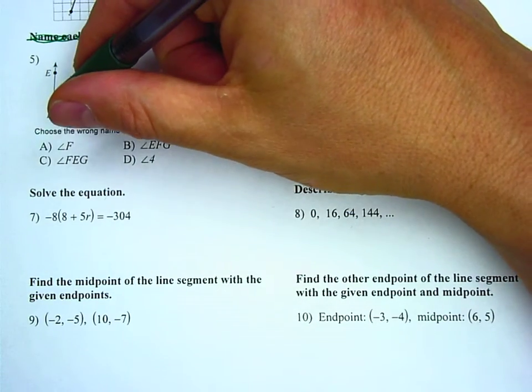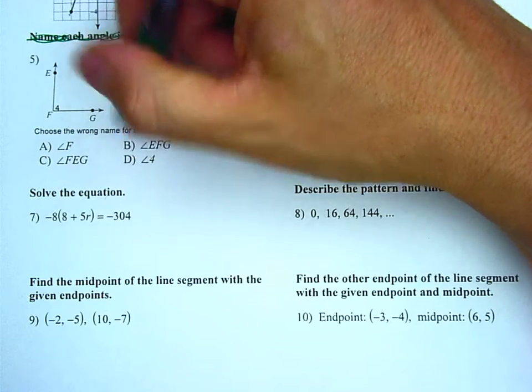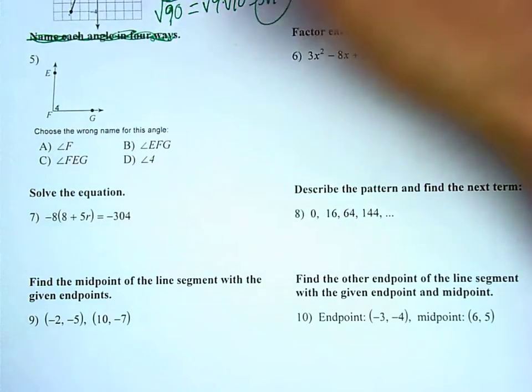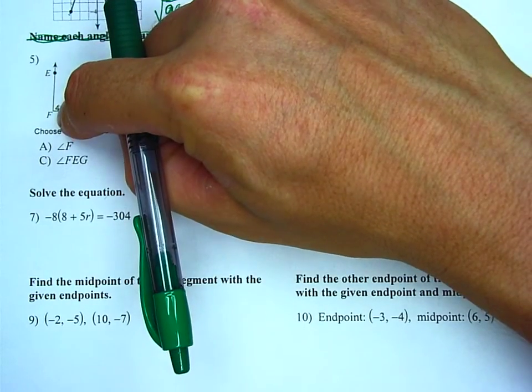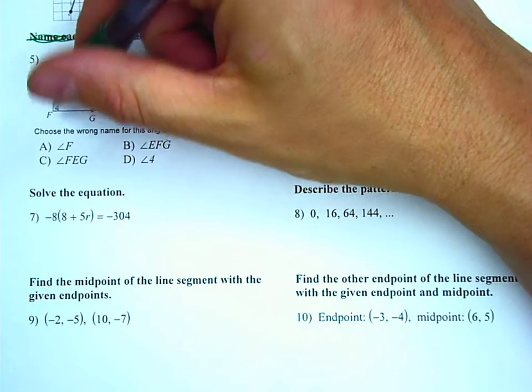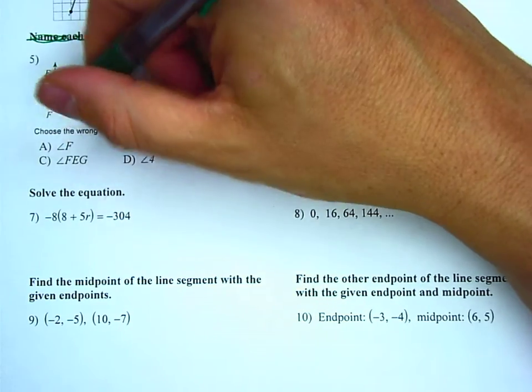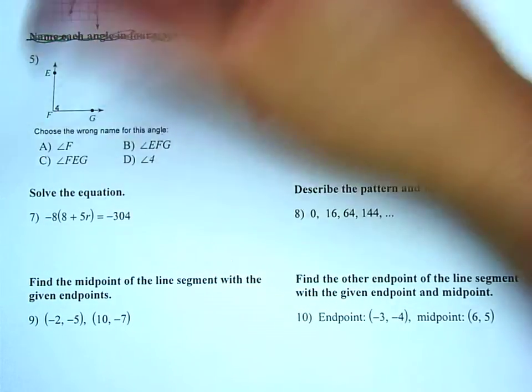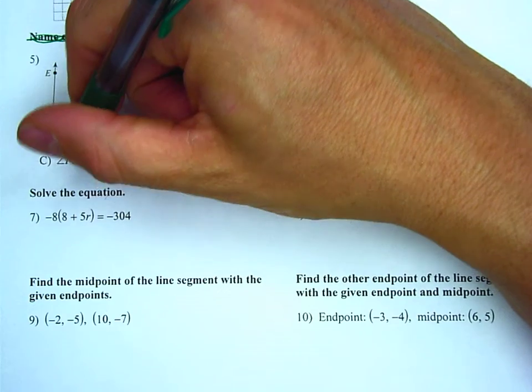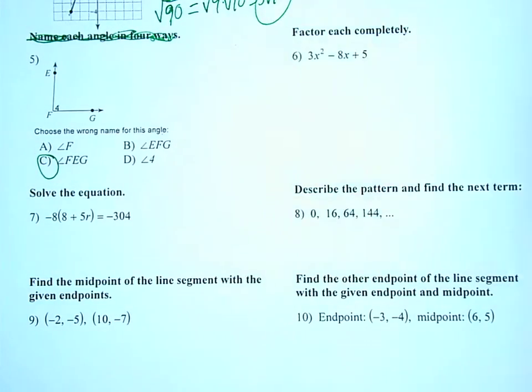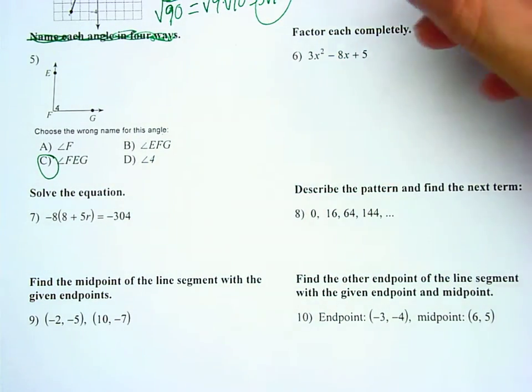So it is called angle F because that's its vertex. It is called angle 4 because that's the label inside of the angle. It is called angle F, that's the vertex, but it's not called angle E. E is not the vertex. F is the vertex. So option C is the wrong option.